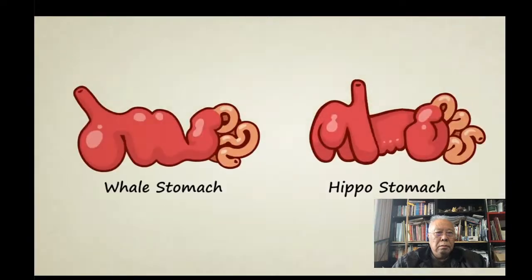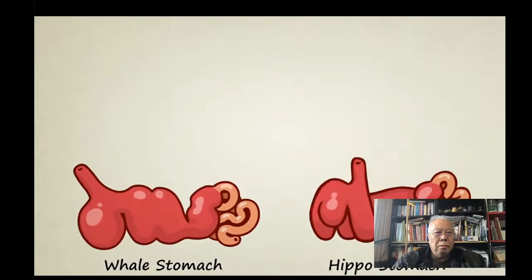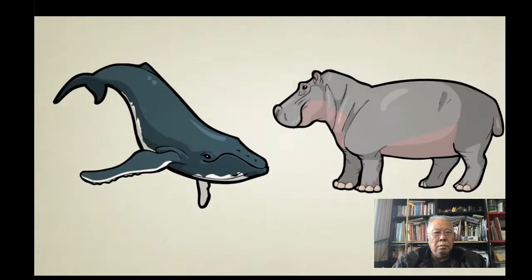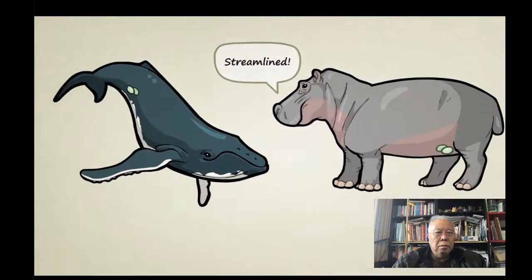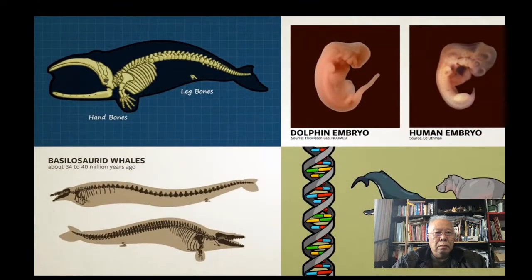They both have multi-chambered stomachs, which is common for herbivores but is almost unheard of for meat-eating mammals. They are both missing a coat of fur, and here's a fun fact. Whales and hippos are among the only mammals on Earth that have internal testicles. So there you have it. Four independent lines of evidence all tell us the exact same story. Whales evolved from four-legged land mammals.